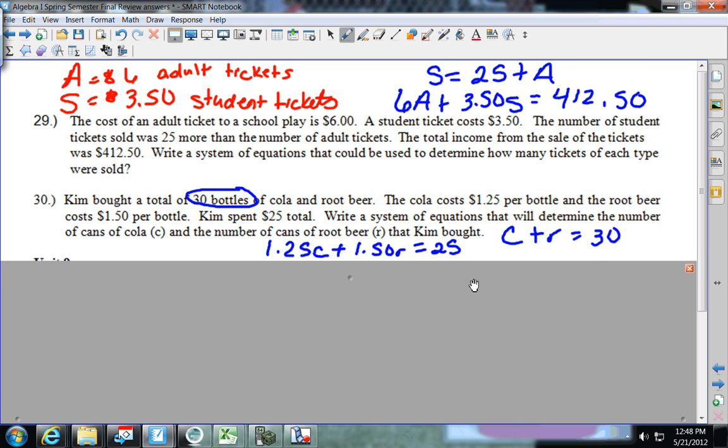It'd be nicer if they were underneath of each other. And you would use elimination in order if you wanted to solve it.